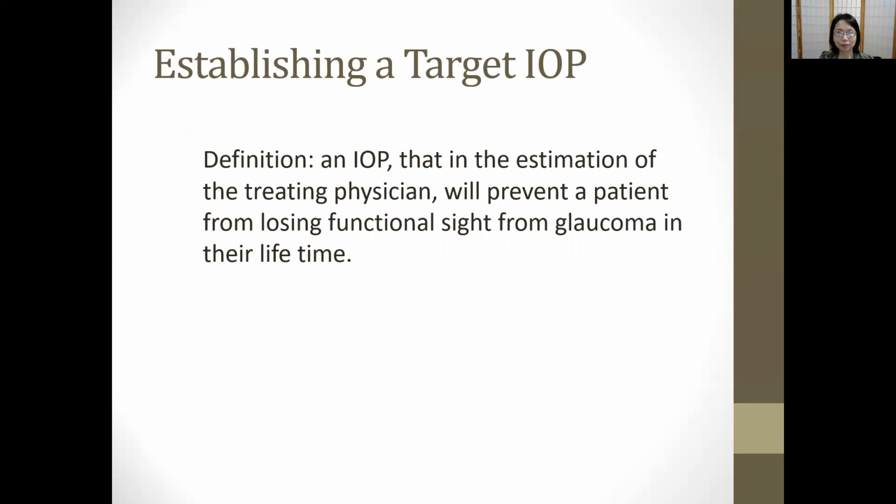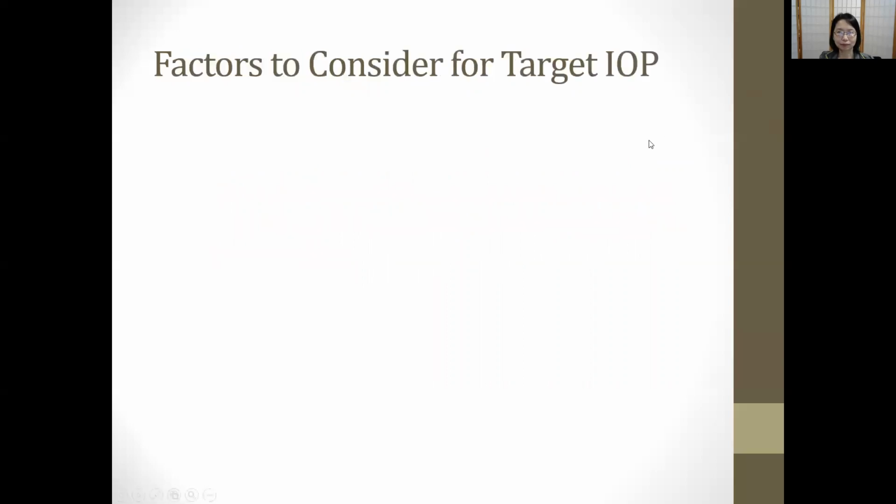Now, moving on to the last topic, which is establishing a target intraocular pressure. The definition of a target IOP is the IOP that, in the estimation of the treating physician, will prevent a patient from losing functional sight from glaucoma in their lifetime. And what I want to emphasize is that this is a work in progress. You may not know the target IOP the first time you see a patient, and it will take time for you to decide and modify the target IOP. So it's not like once you have established the target IOP that it is written in stone.